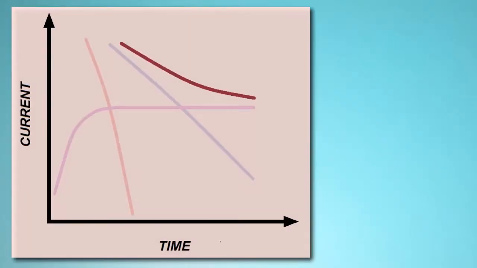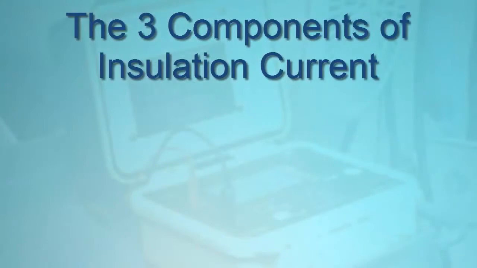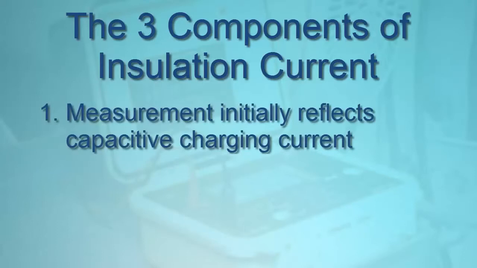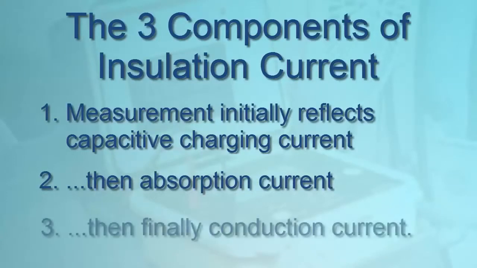Combining these three components produces a total insulation current profile similar to the illustration shown on the screen. To summarize, for a typical test, the initial measurement primarily reflects capacitive charging current. After a period of time, absorption current is dominant. Beyond 1 to 10 minutes, the measurement is mainly composed of conduction current, the primary value used to calculate the quality of insulation resistance. Understanding how these individual currents contribute to the total insulator current can help you correctly interpret the results you receive when performing a test.